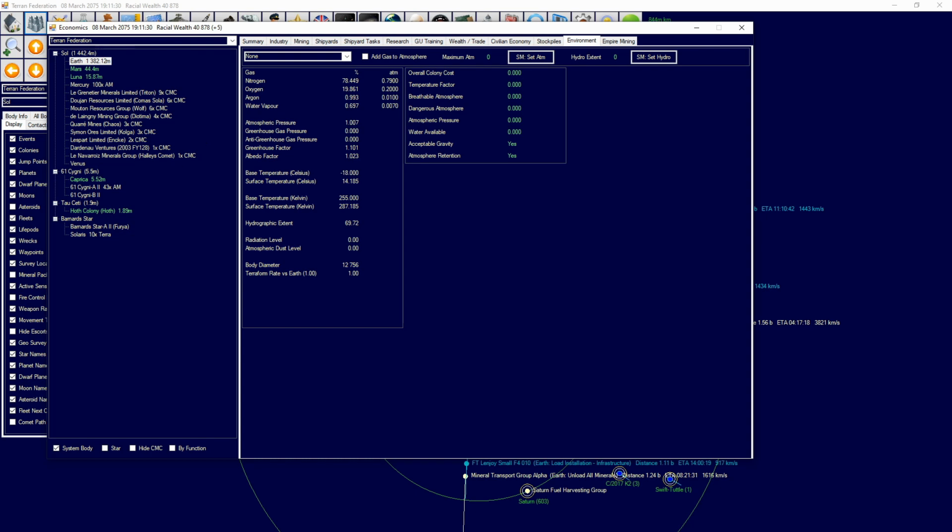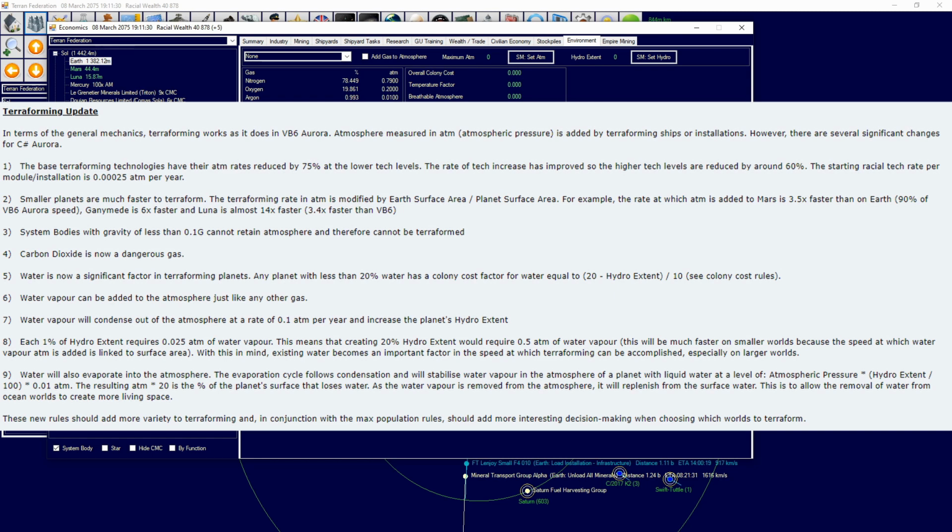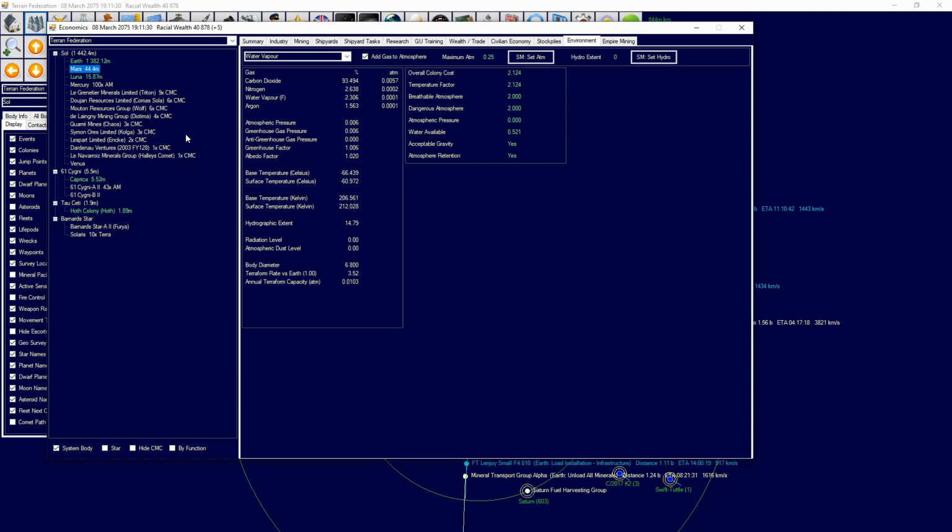Well, we've already talked about how colony cost affects things, but we are now going to talk about some of the more basic mechanics. So I'm going to put on screen Terraforming Update, which is going to show you some of the general mechanics around it. So, first off, the base terraforming technologies have been reduced by 75%, and you'll see this over here. So if we look at Mars, annual terraform capacity is 0.103, and that is because I have 2 terraforming stations in orbit with 5 modules each, and they provide that much atmosphere change or terraforming change a year.